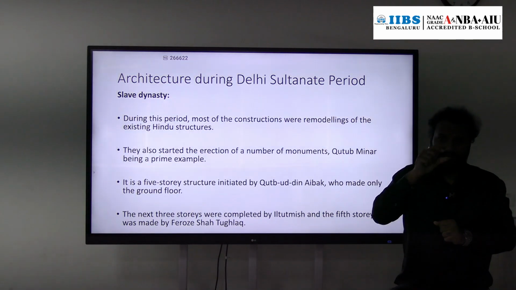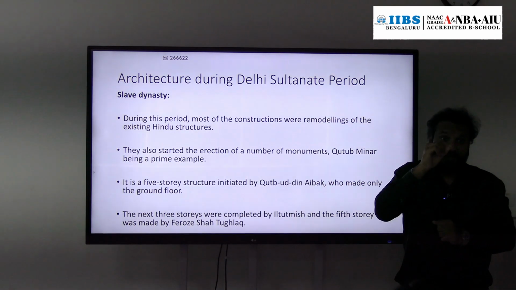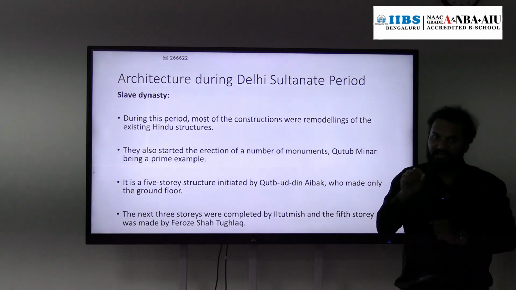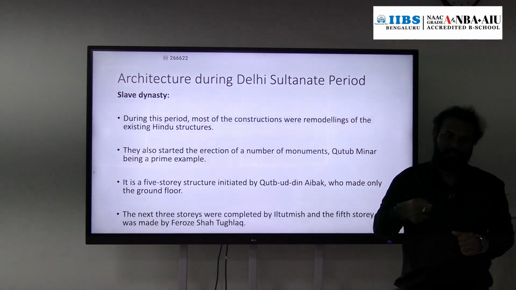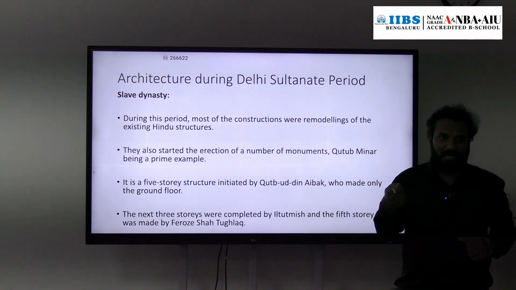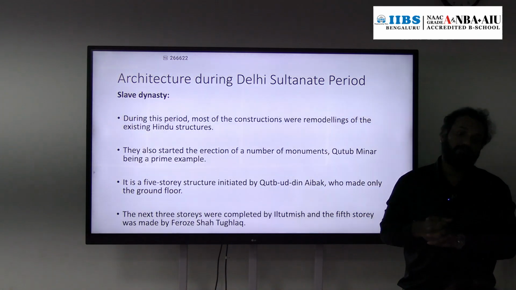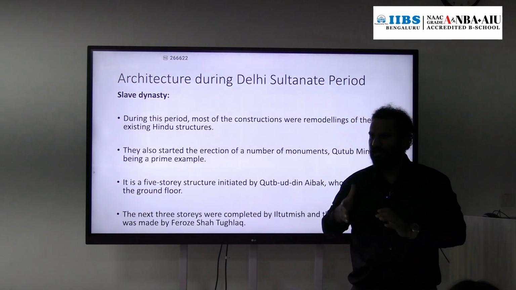He started the construction of the Qutub Minar. Why? To mark the victory over Delhi. That was the reason for the construction of Qutub Minar. But he died while playing the Chaugan. Chaugan means polo. Then after that, his son-in-law, Iltutmish, completed the construction of the Qutub Minar.